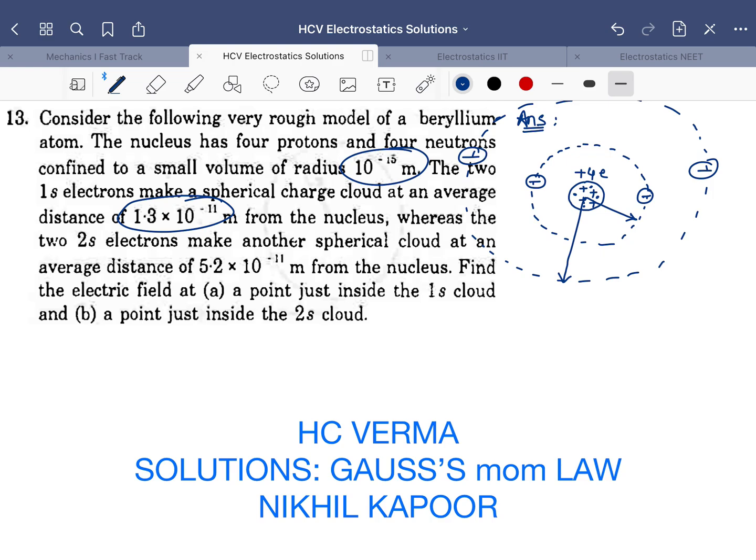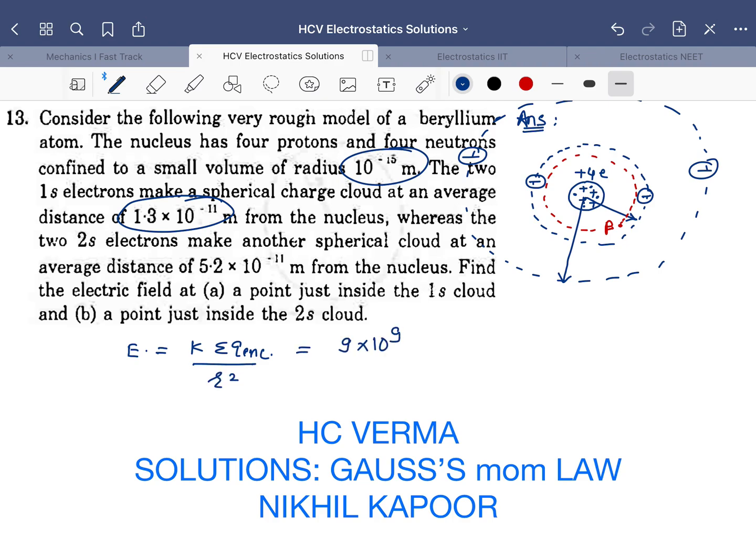Find the electric field at a point just inside the 1s cloud. So we need to find the electric field just inside here at this point. So according to Gauss theorem, the electric field at this point will be equal to K into total charge enclosed by the Gaussian sphere upon the square of the distance.